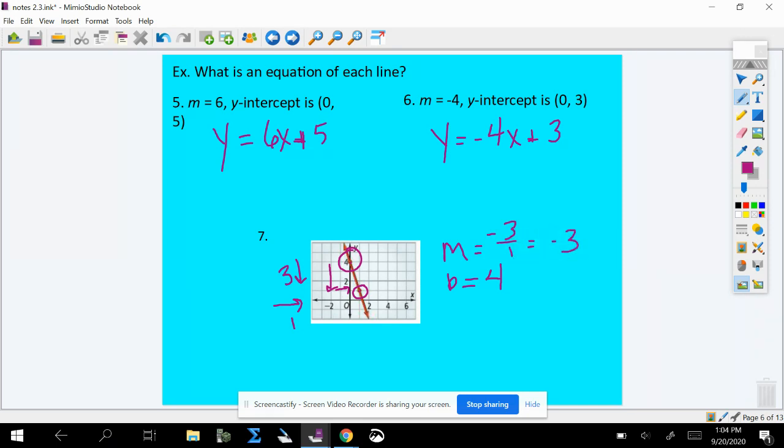And you'll notice it is going to be a negative slope because this line is falling. It is going down as you go from left to right. So my equation is y equals -3x plus 4.